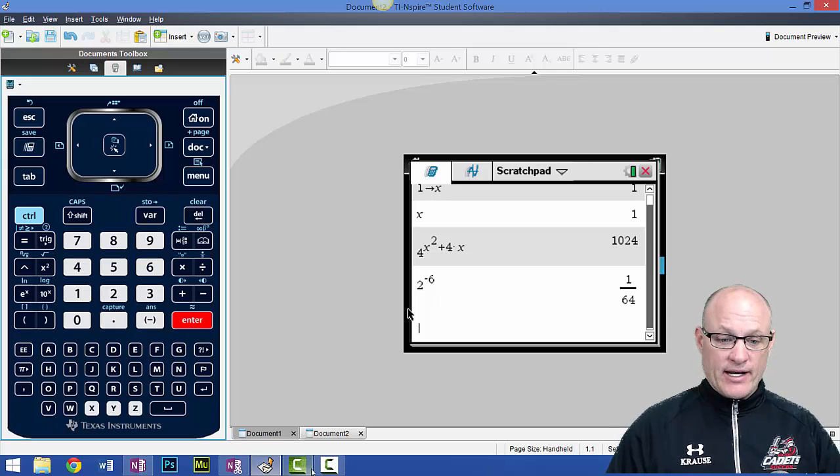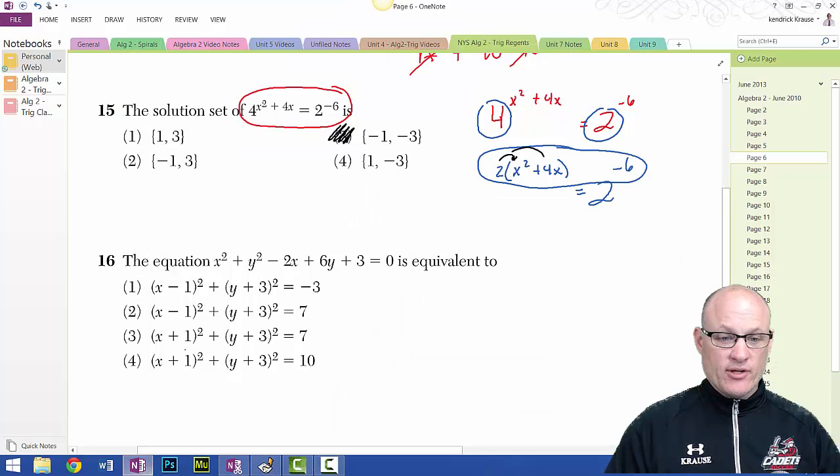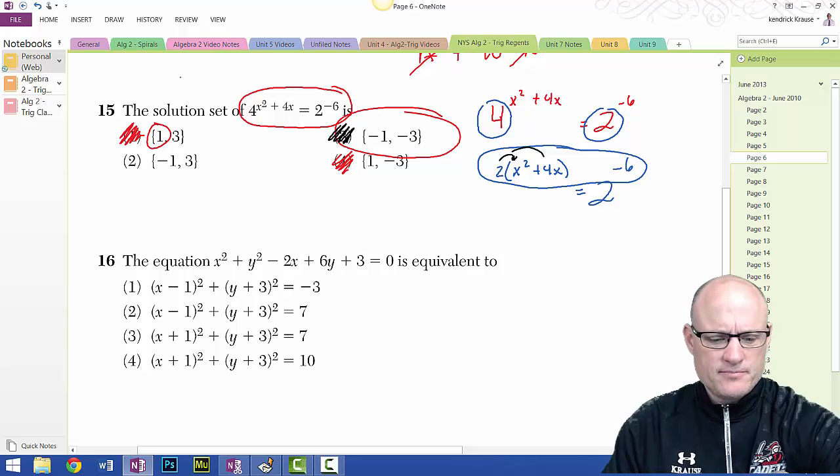1 is not an answer, so I can eliminate choice 1 because it has a 1, and I can also eliminate choice 4 because it has a 1. Now I know negative 1 works because there it is. And I also know that this one's the right answer. So I'm just going to go right to that.